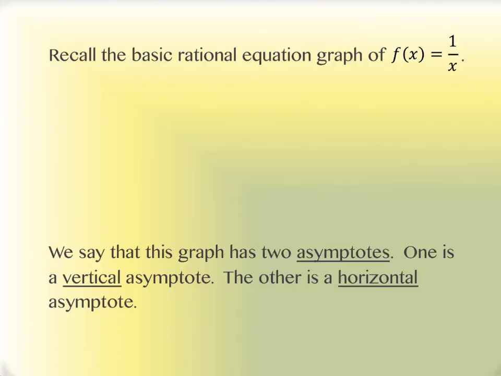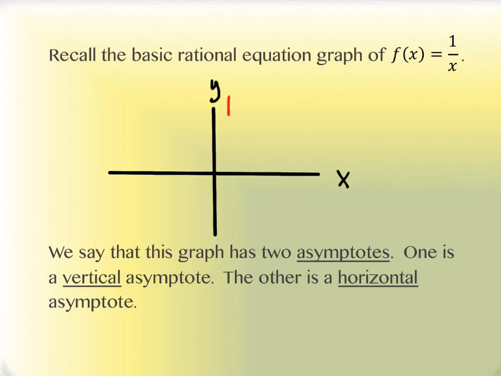So to start with, we're going to talk about the basic rational equation 1 over x. Go ahead and sketch that graph on your paper. I'll graph it on the screen. So the graph of 1 over x looks something like this. And we can talk about this graph having two asymptotes.